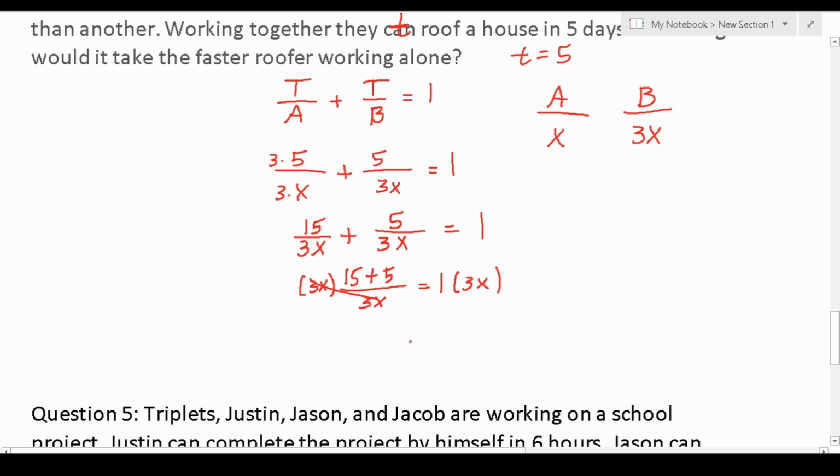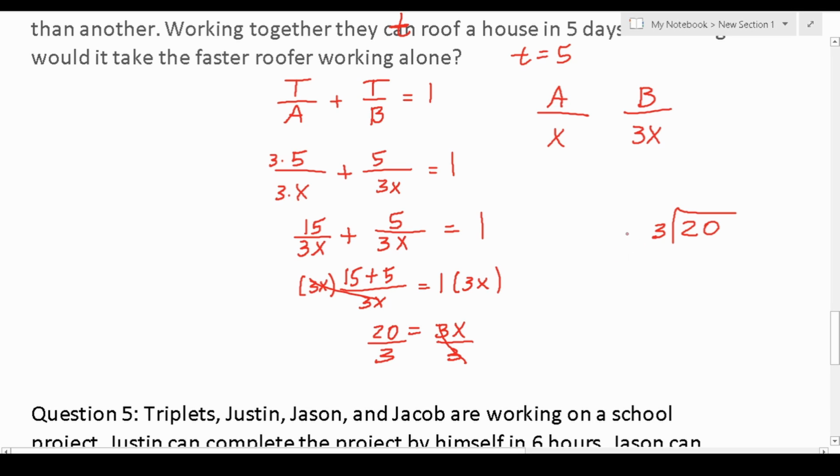This is going to cross out, leaving us with 15 plus 5, which is 20, equals 1 times 3x, which is just 3x. Again, we want to solve for x, so we're going to divide both sides by 3. This is going to cross out, leaving you with x equals 20 over 3. Again, in this case, we're going to have to regard 20 over 3 as long division, and we're going to read it as 20 divided by 3.